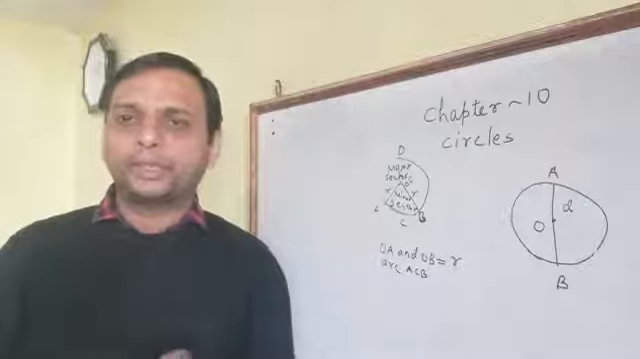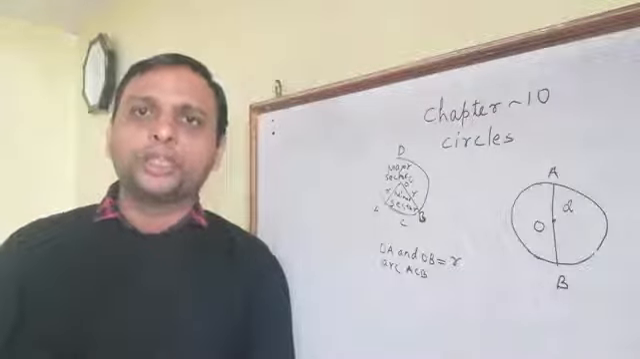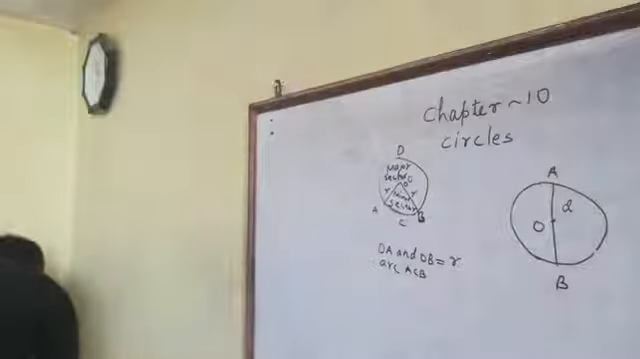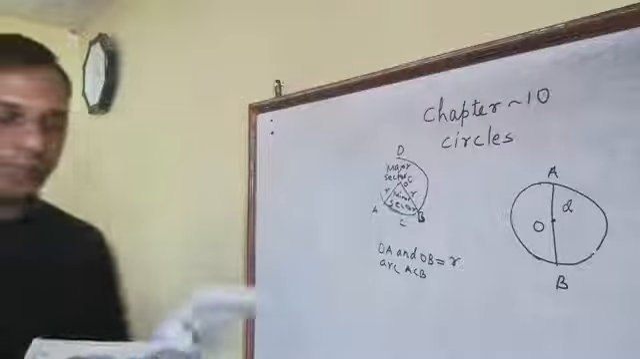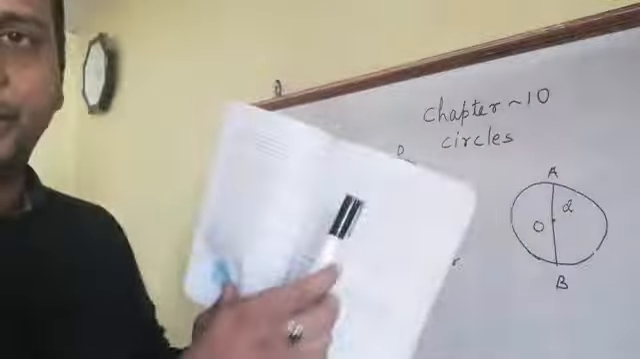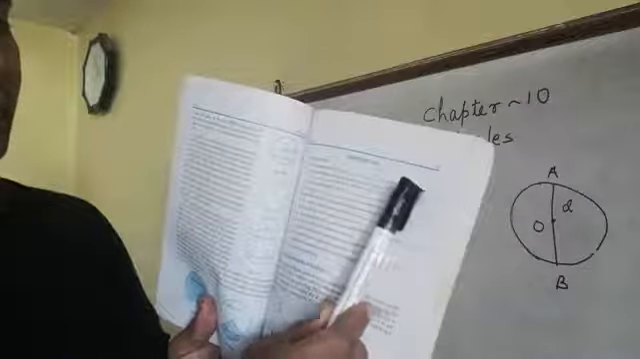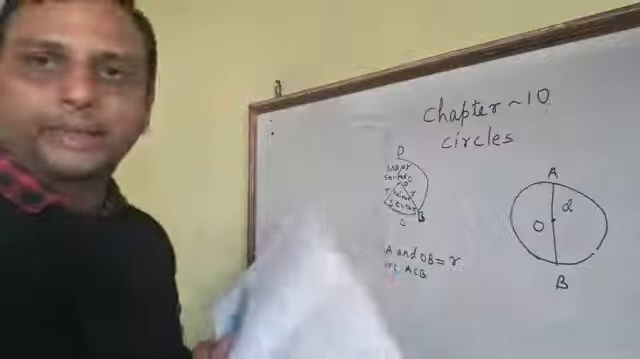The exercise 10.1 is mainly based on fill in the blanks or true or false questions, so on the basis of this explanation, I think you can give the answers. I am reading the questions for you. The first question: the center of the circle lies in the dash of the circle. In which part does the center lie? The interior of the circle, because it is always inside the circle.